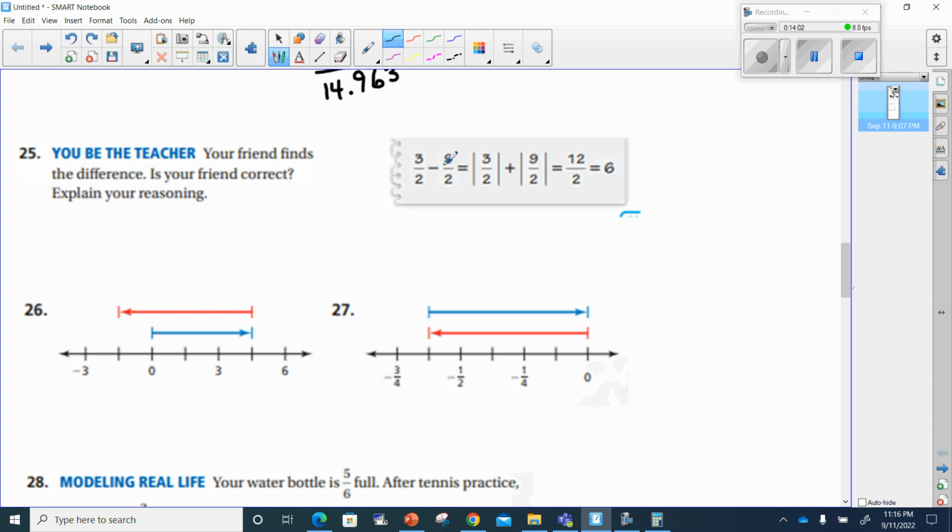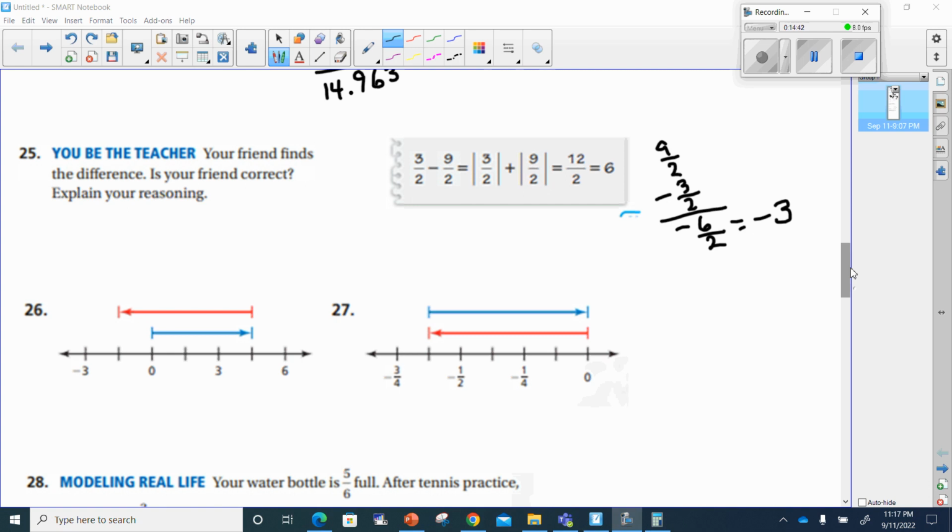In this case, I'm going to take the big number, 9 over 2, minus the small number, 3 over 2. 9 minus 3 is 6. The denominator was 2. I keep the sign of the bigger number. So since this was the bigger number, it'd be a negative 6 over 2. Now that I've got that, I realize that 6 divided by 2 is 3. So this is really negative 3.